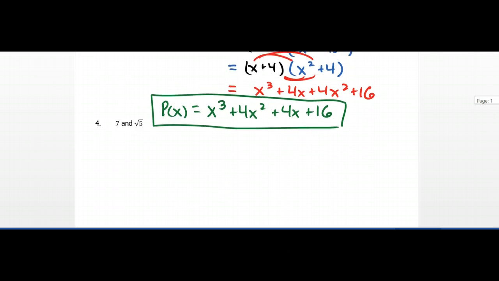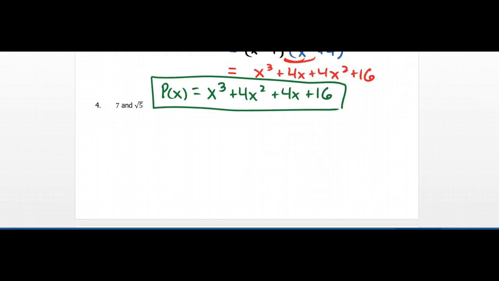Okay, moving on. Similar process for number 4 here. We have 7 and radical 5 as the two roots I've given you. Based on the conjugate root theorem, you know that the conjugate of radical 5 would also be a root, so that means negative radical 5 is a third root there. So now I'm going to write the equation in factored form. P of x equals x minus 7, x minus radical 5, and x plus radical 5.